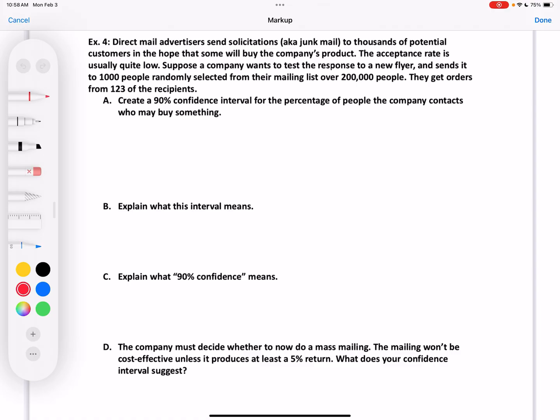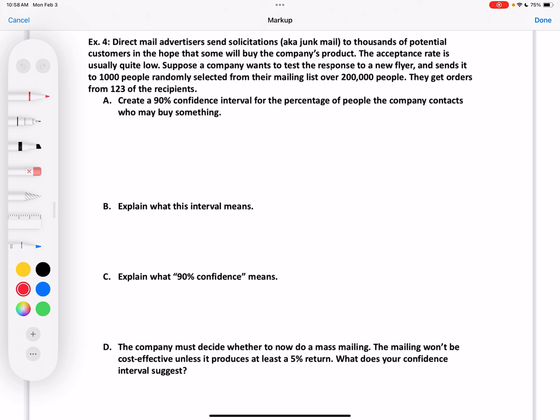Direct mail advertisers send solicitations or junk mail to thousands of potential customers in hope that some will buy the company's product. Sometimes, literally, I've seen the mailman with just a pile of junk mail, and they just decide who gets what. It doesn't actually have an address. It's just a flyer that gets thrown in your box. Anyways, just thought that was interesting.